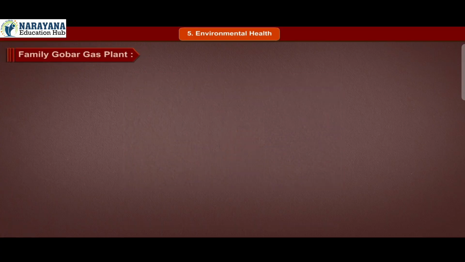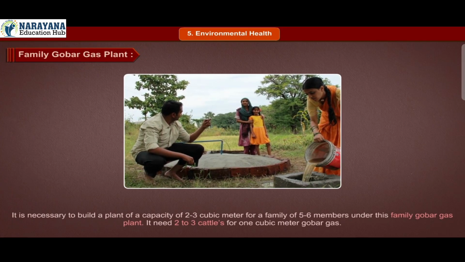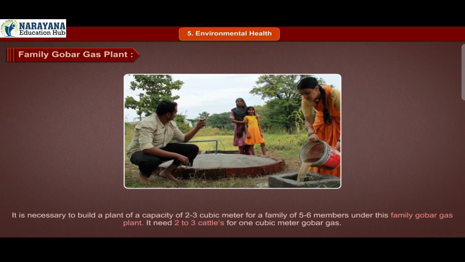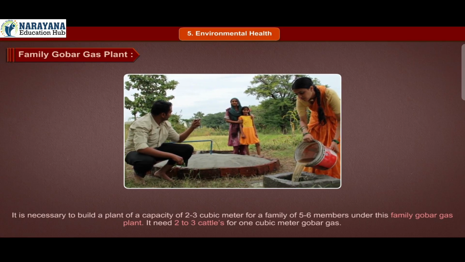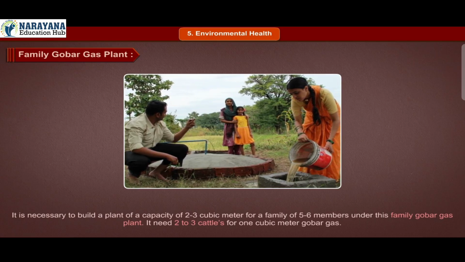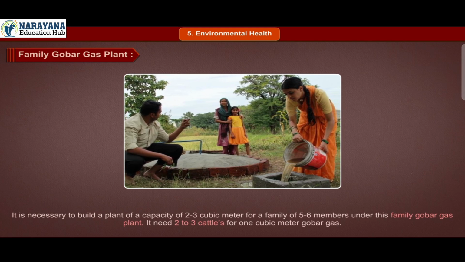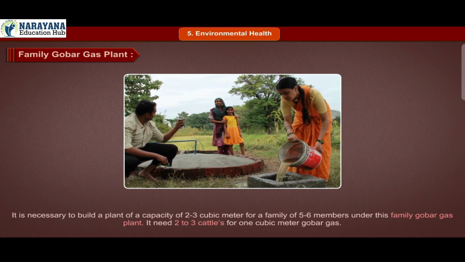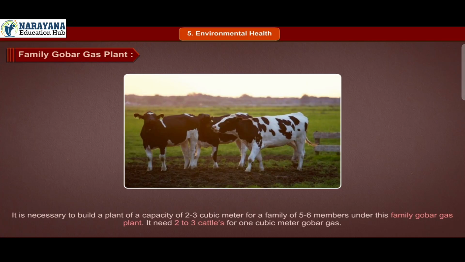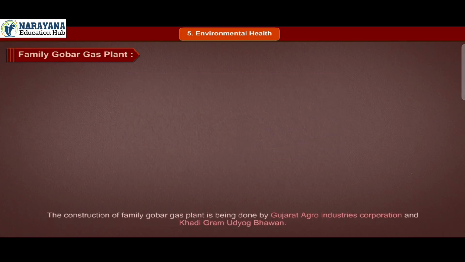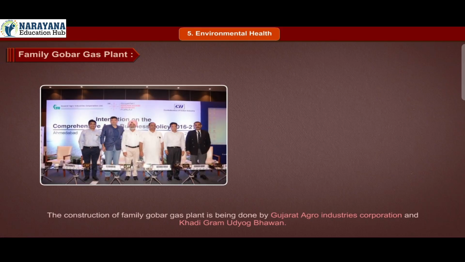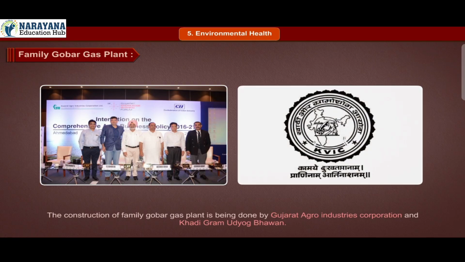Family gobar gas plant. It is necessary to build a plant with a capacity of 2 to 3 cubic meters for a family of 5 to 6 members. Under this family gobar gas plant, it needs 2 to 3 kettles for 1 cubic meter of gobar gas. The construction of family gobar gas plants is being done by Gujarat Agro Industries Corporation and Khadi Gram Udyog Bhavan.